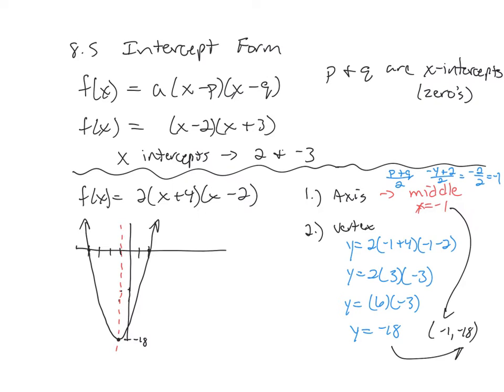Okay, so it's going to ask you to graph the function. I did. Label the vertex. I did. Label the axis of symmetry. I did. And the x-intercepts. I did that. So then it's going to ask you again, what's the domain and range?